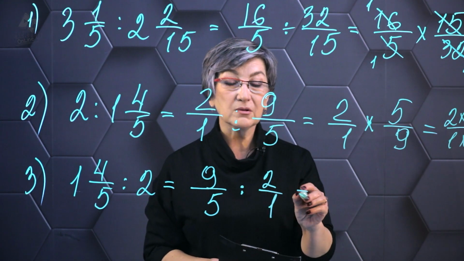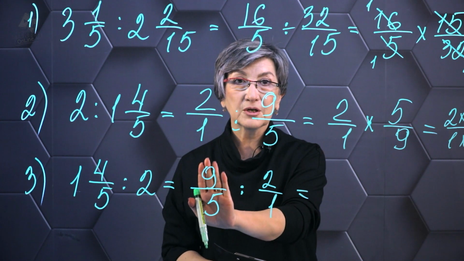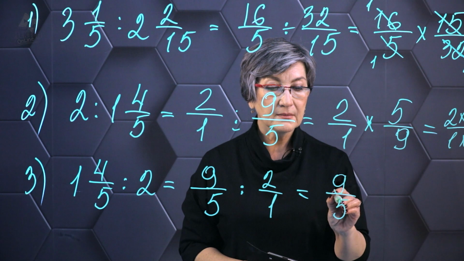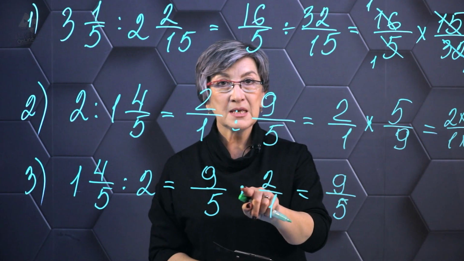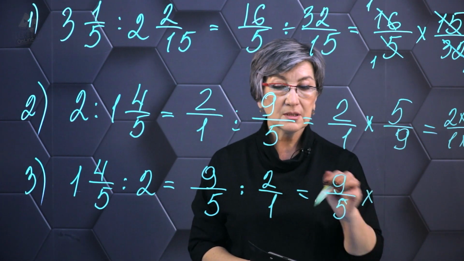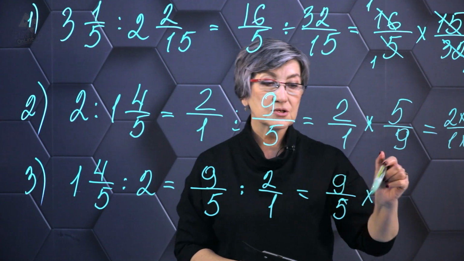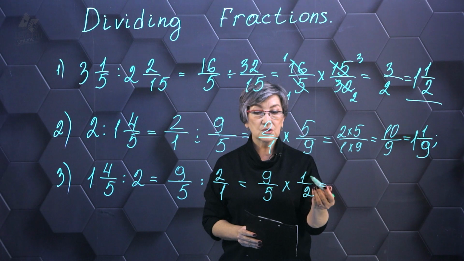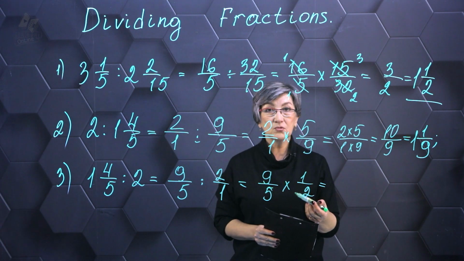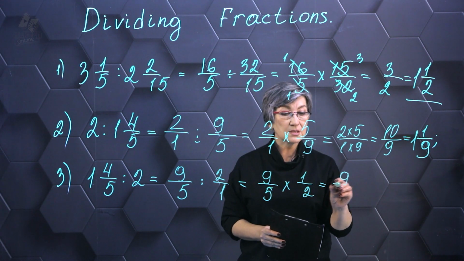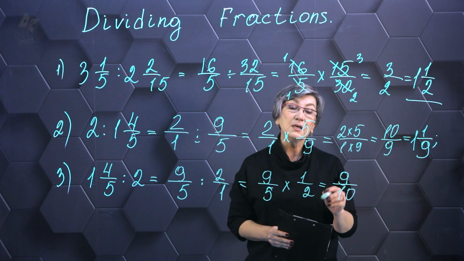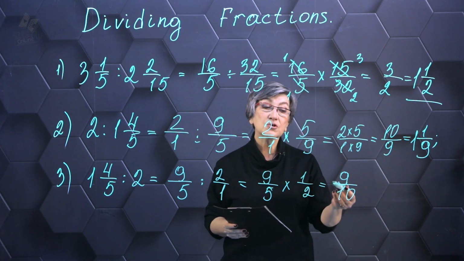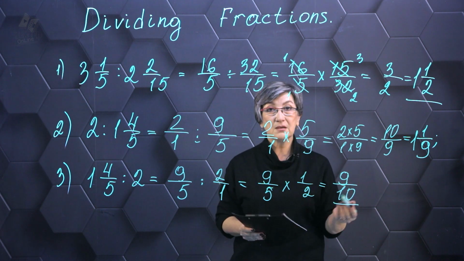And now for the rule. We leave the first one as it is, 9/5. I change the sign of the division to multiplication. And this fraction I flip, so I get 1/2. And then I have to multiply 9/5 by 1/2. What's the result? 9/10. This is an irreducible fraction. We can't isolate the whole part, so the answer is 9/10.